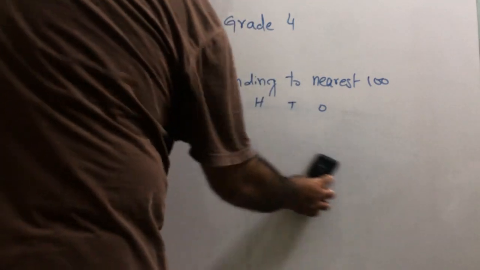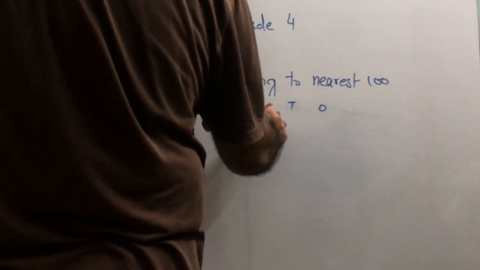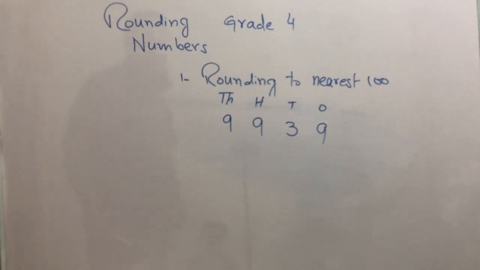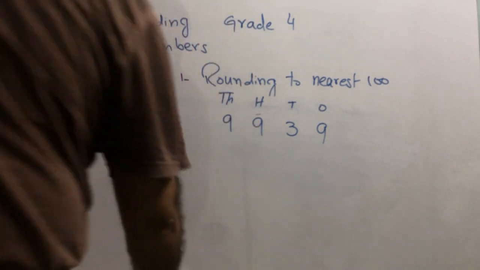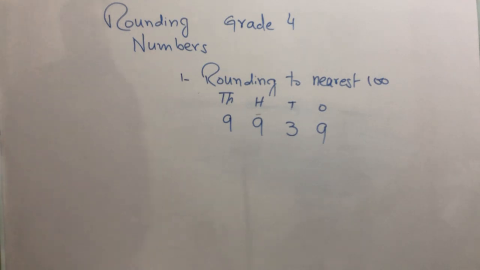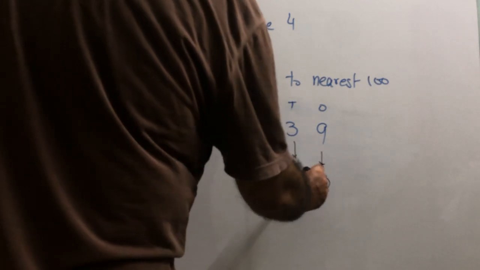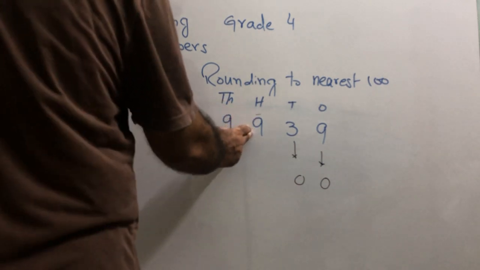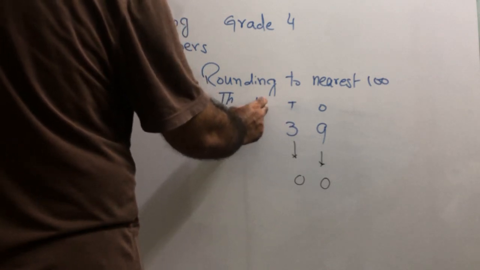Now we move to another example. Let's suppose we have 9939. This is the number. If we want to round to nearest 100, place a symbol here that you are deciding to round to nearest 100. The very first rule is that all the digits on the right side become 0. This is the first rule. The second rule is that if we are rounding to nearest 100, then we look at the neighbor on the right side of this hundreds place.